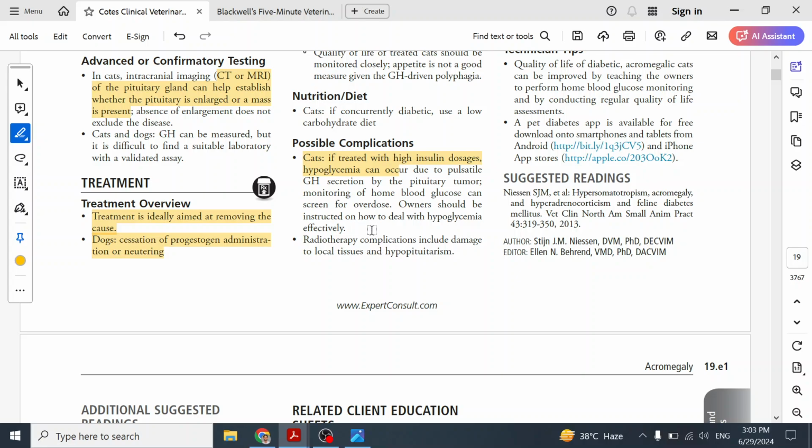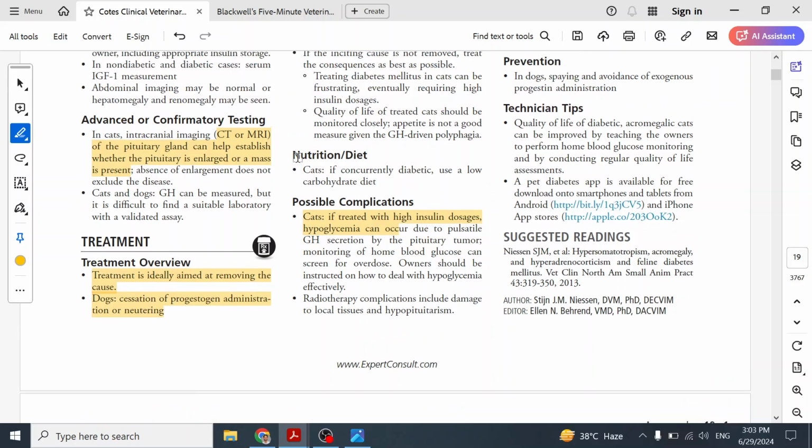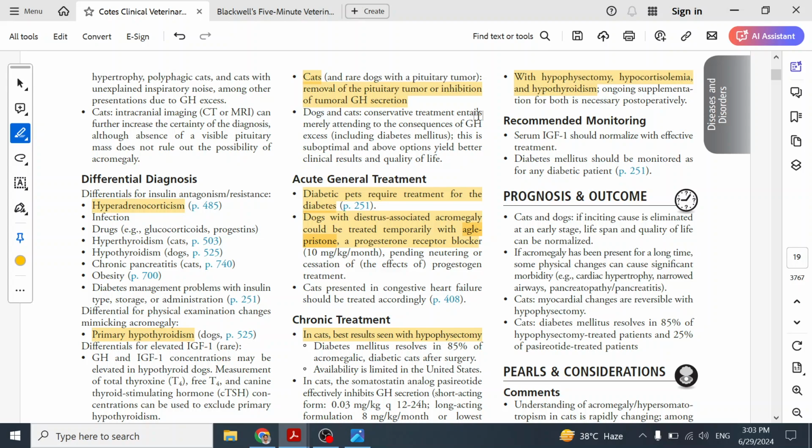The other thing, possible complications: if treated with high insulin doses, there is a chance that hypoglycemia can occur. Okay, so keep this in mind whenever you are going to treat acromegaly. There is a risk of hypoglycemia. Whenever there is hypoglycemia, you find nervous signs like seizures. So with hypophysectomy, hypocortisolemia and hypothyroidism may also occur.